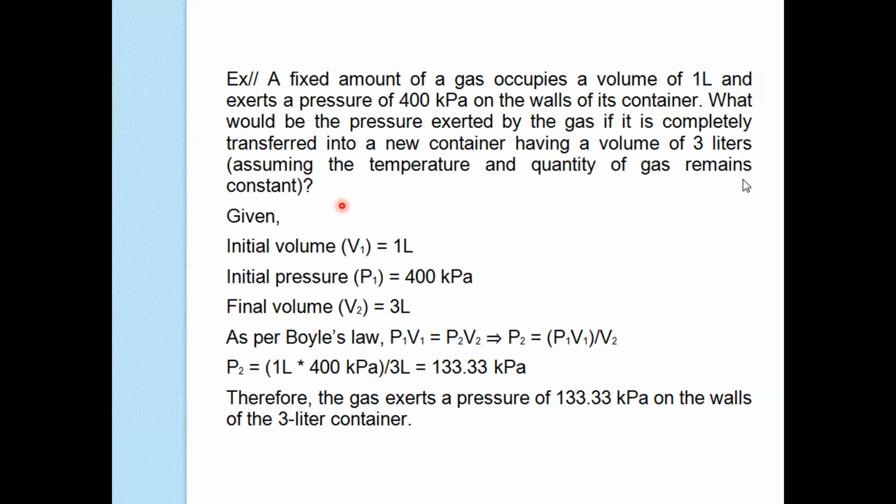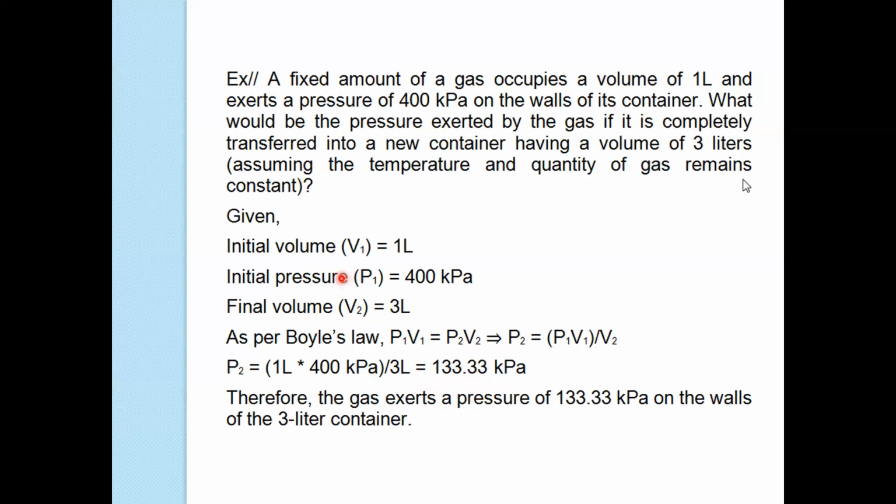So Boyle's law: P1 V1 equals P2 V2, and then we rearrange the equation: P2 equals P1 V1 divided by V2. Now we substitute the known information: the initial volume 1 liter, the initial pressure 400 kilopascal, divided by the final volume 3 liters, and we calculate the result: 133.33 kilopascal.